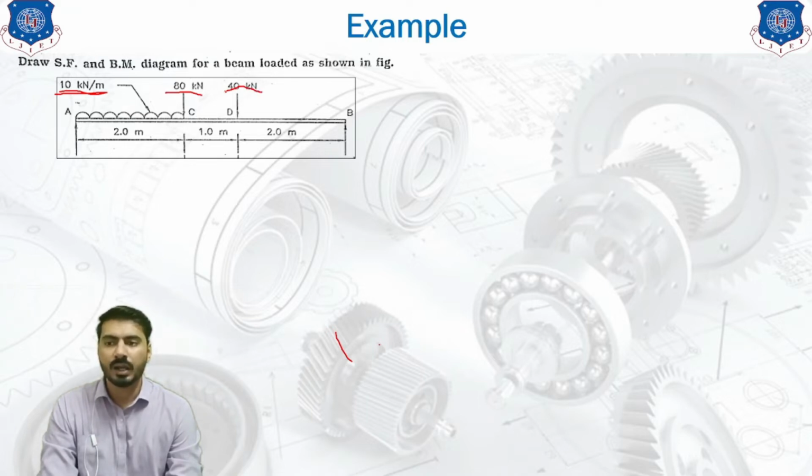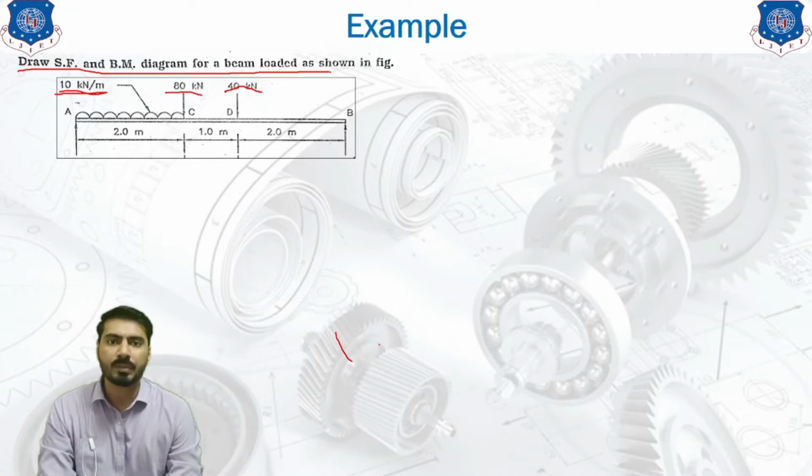Now the distance between each and every point is already given in your diagram. What you have to do is clearly instructed over here: draw the shear force and bending moment diagram for the beam loaded as shown in the figure. In most of the examples, this type of instruction will be given to you, and you will have to draw a shear force and bending moment diagram using the basic concept that we have studied in the previous lecture.